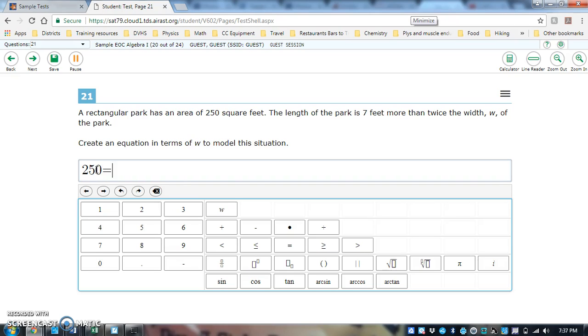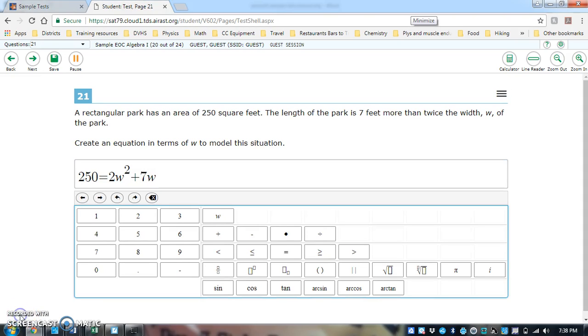And that's equal to width times length. The length is 7 feet more than twice the width. So, 2 times the width is 2W. 7 more than that is just adding 7. And then the width itself is W. So this would be a possibility for our equation. Now, when I go through and expand this and distribute the W to both 2W plus 7, I'm going to get 2W squared plus 7W.